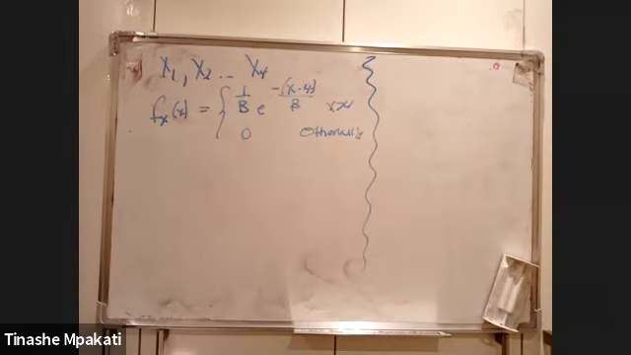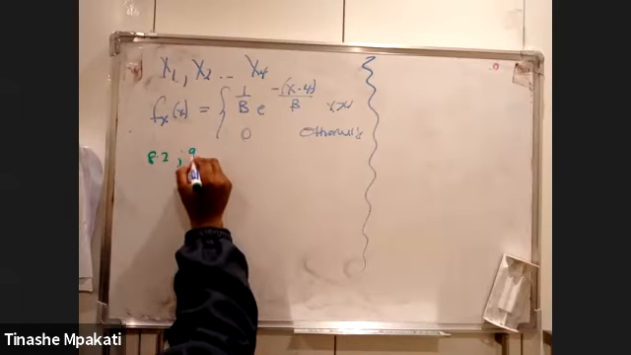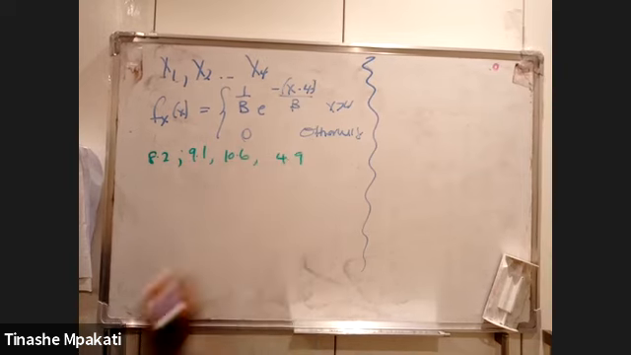And the first question, before we even get to the question, we are given some data points. And you have 8.2, you have 9.1, 10.6, and you've got 4.9, like that.